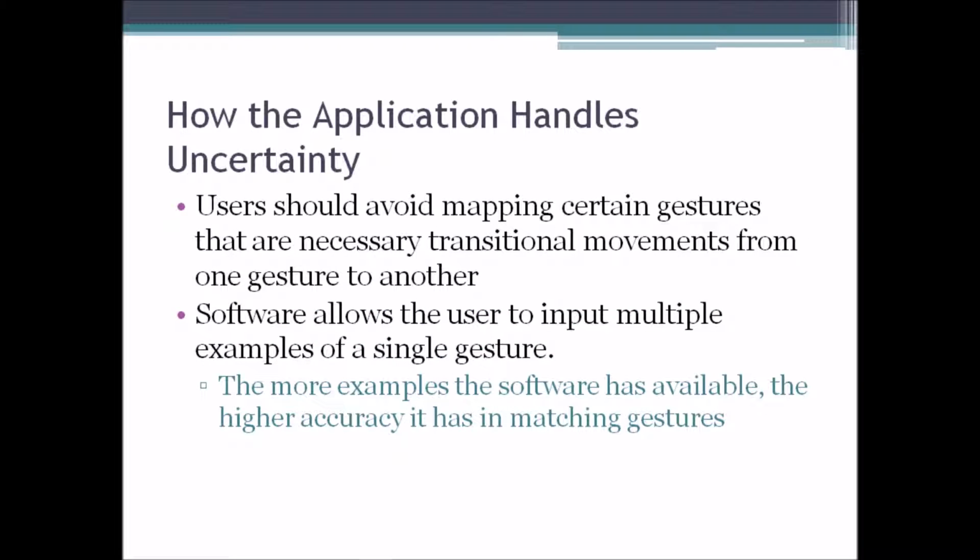The application can handle uncertainty in many ways. The user can avoid using gestures that are necessary transitional movements and avoid using gestures that are too similar to one another. The application also handles uncertainty by allowing the user to provide lots of training data for a single gesture. When setting up a certain gesture, the software can store multiple examples of the same gesture or variations of the same gesture. More examples for a single gesture results in lower levels of uncertainty and higher accuracy.